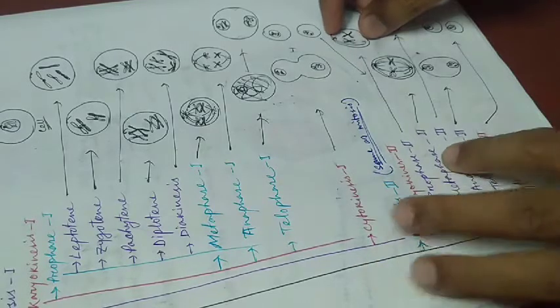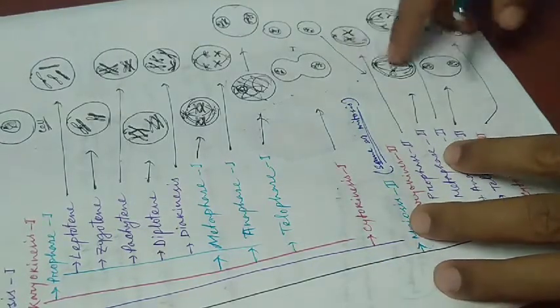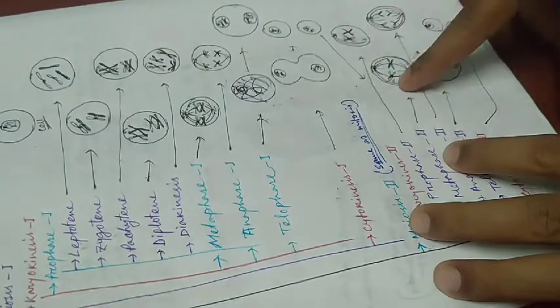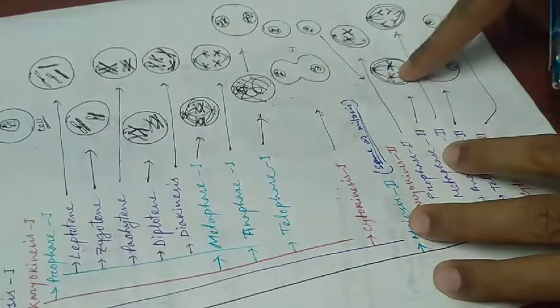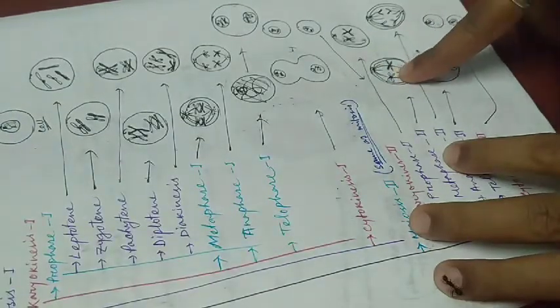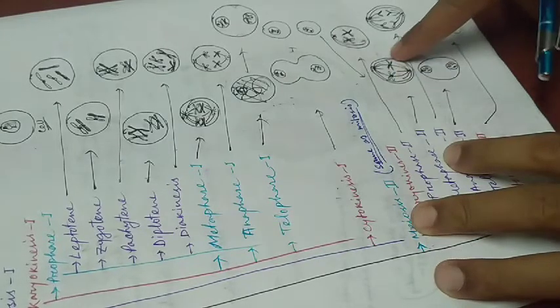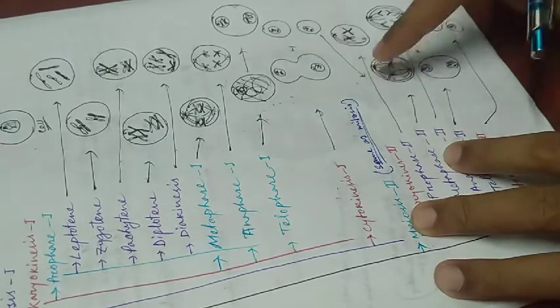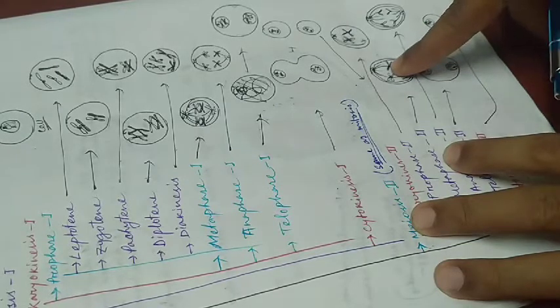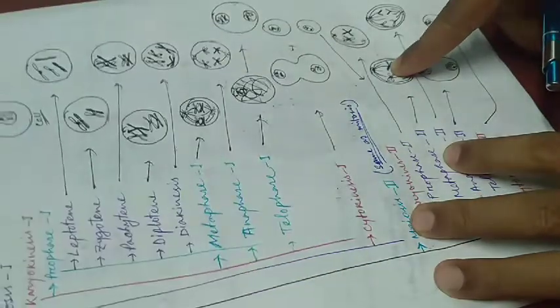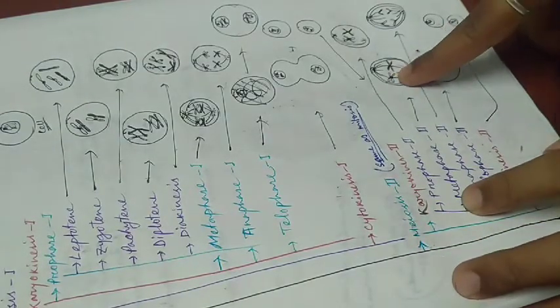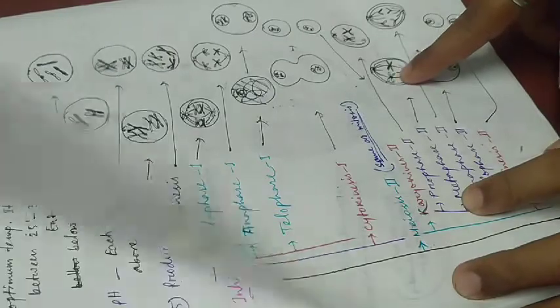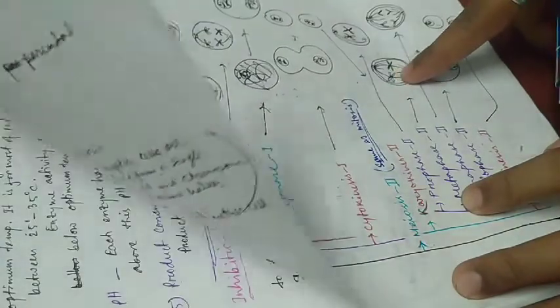In metaphase 2, spindle fibers will form, and the chromosomes will be arranged in the equatorial plane of the cell, and the spindle fibers get attached to the centromere of each chromosome. Then the division of the centromere also occurs. For that, the two chromatids of each chromosome will separate.